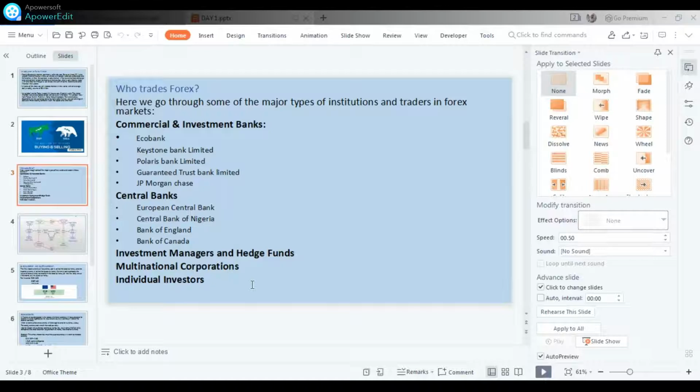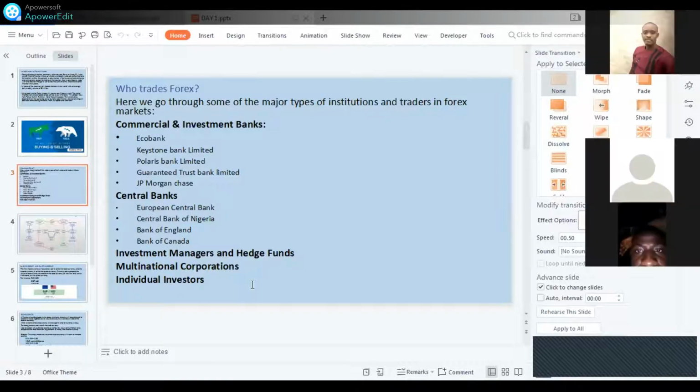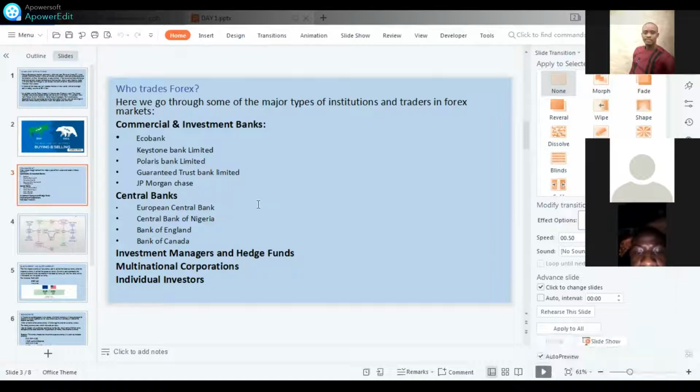The retail traders are you and I. How much do we even have in the Forex market? The amount I have in the Forex market is nothing compared to what the Forex banks and the central banks have. Are you with me? So that's that.